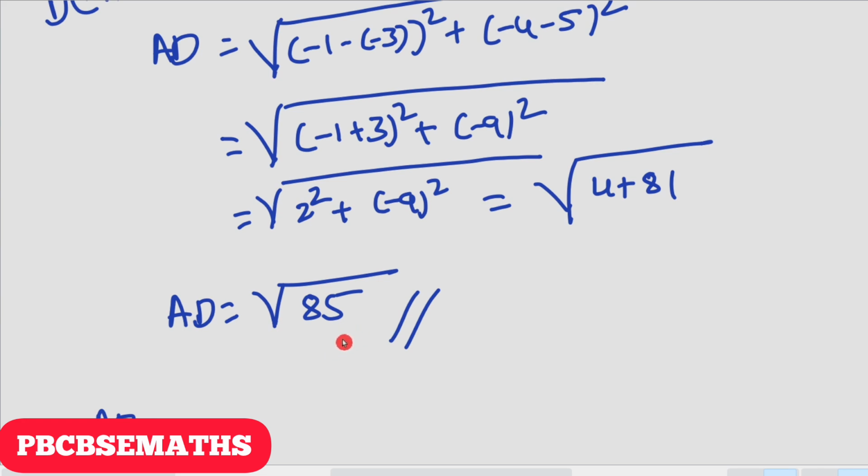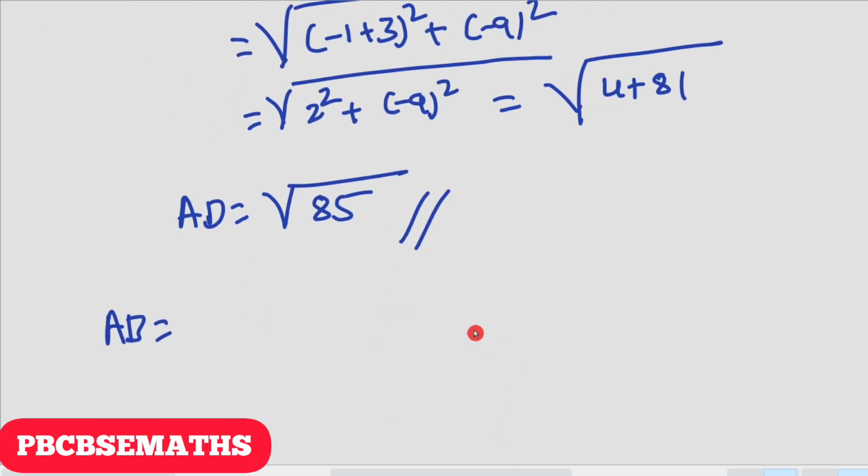If we observe all these values, we can say that these values are completely different from one another. So we can say that this quadrilateral ABCD is not any specific type of quadrilateral or any special quadrilateral. So we can say that this one is a general quadrilateral.